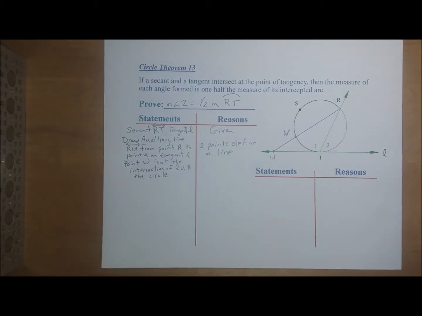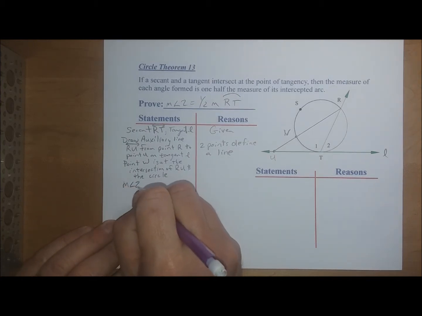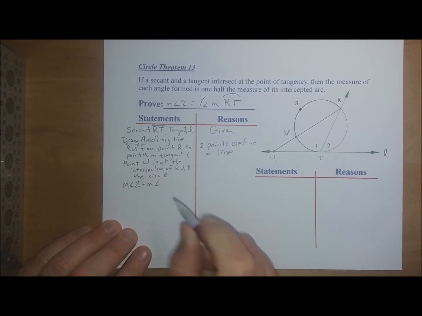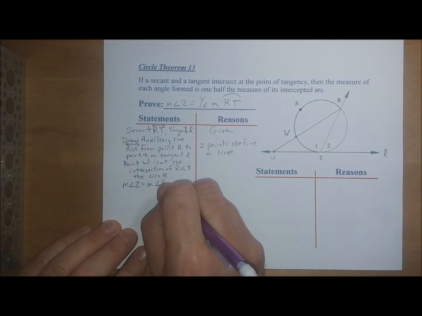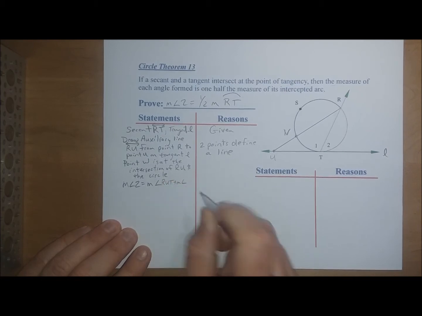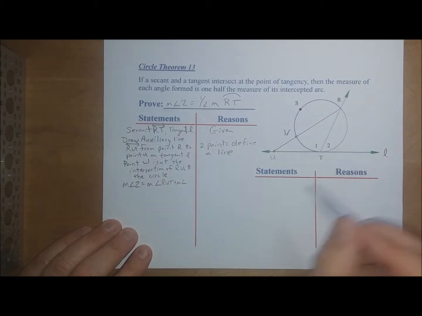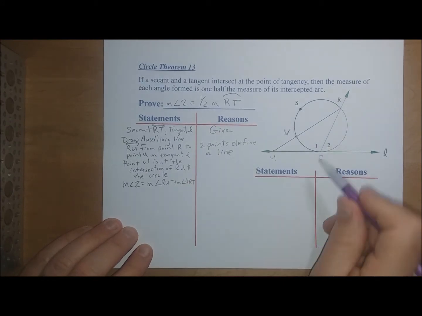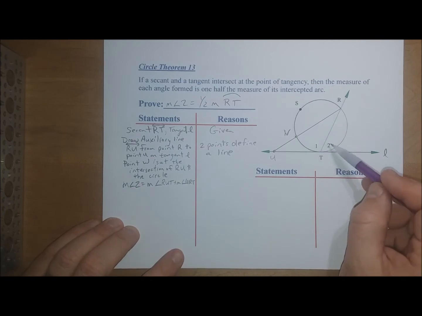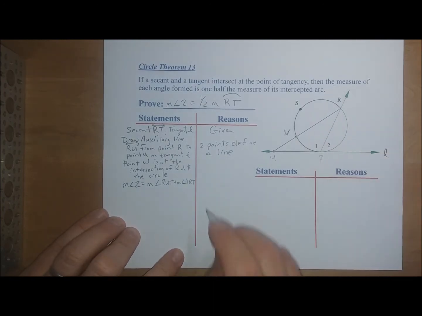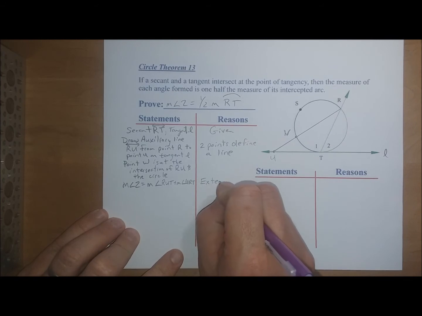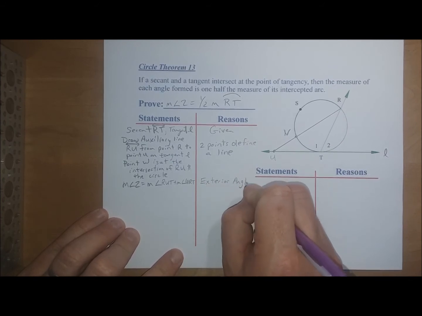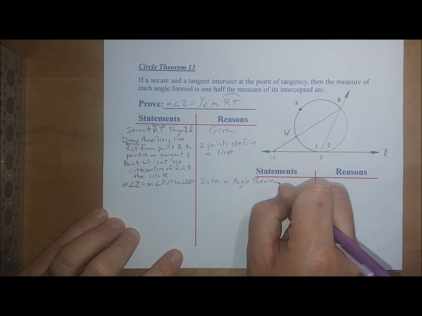Thinking angle 2 is an exterior angle to this triangle that just popped up on our page, right? So could we say that the measure of angle 2 equals the measure of angle RUT plus the measure of angle URT? Are those the two remote interior angles, right? This is our exterior angle. These are the two remote interior angles. So this is exterior angle theorem, right? Good. Okay.